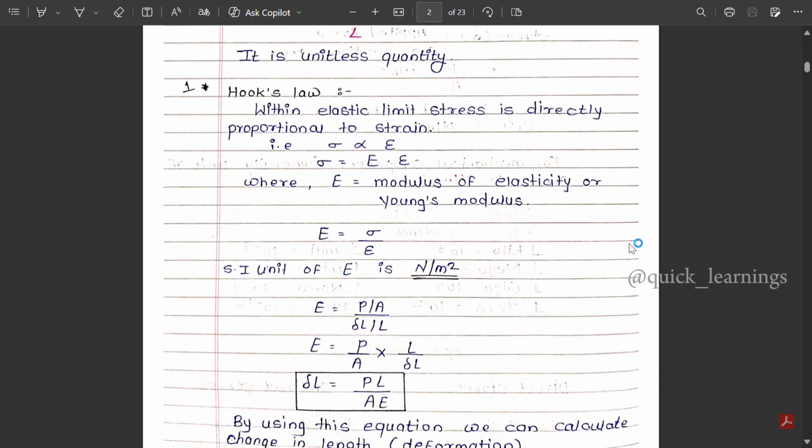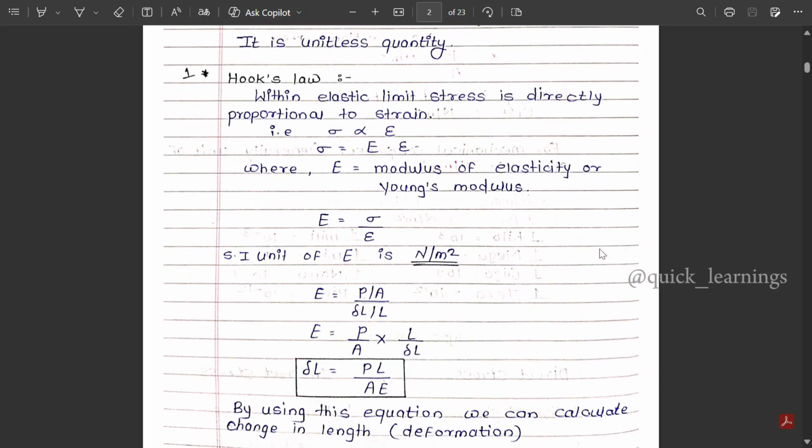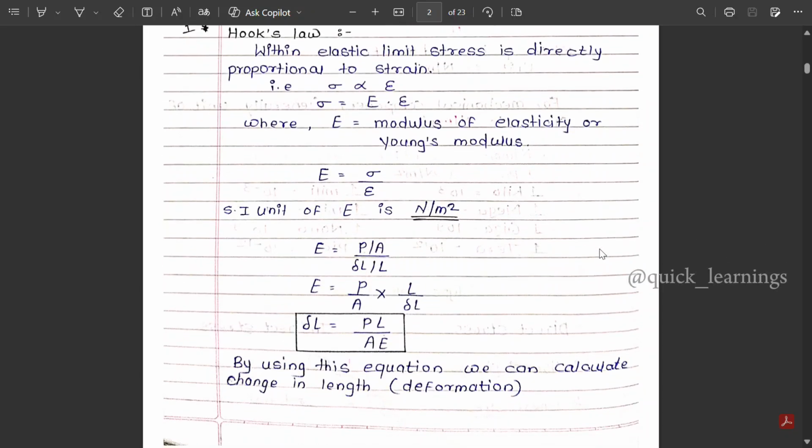You know that E is equal to the modulus of elasticity or Young's modulus. We call E the modulus of elasticity. E is equal to sigma upon, meaning stress upon strain. The SI unit of E is Newton per meter square. Generally we use Newton per mm square.